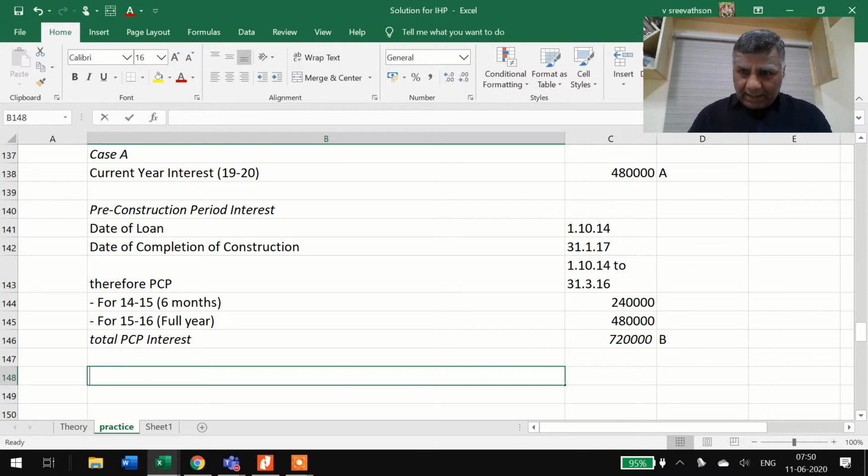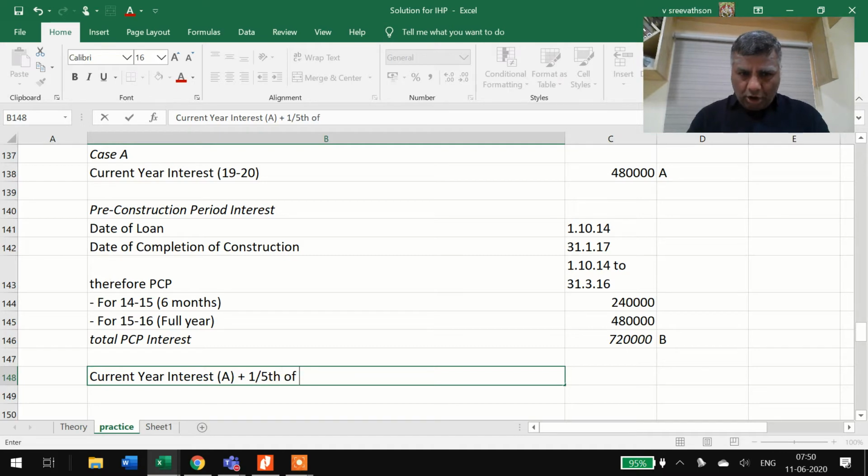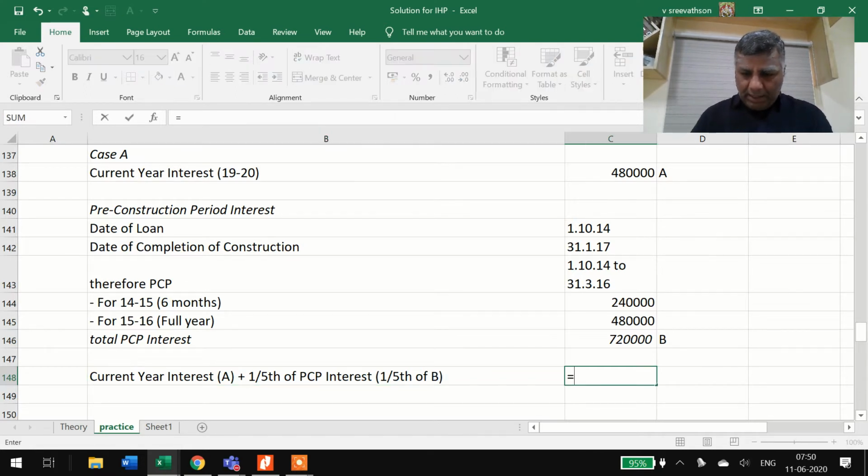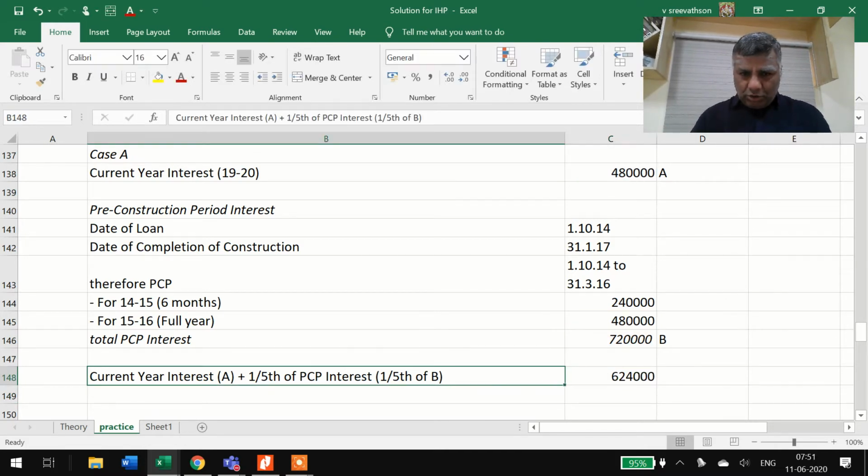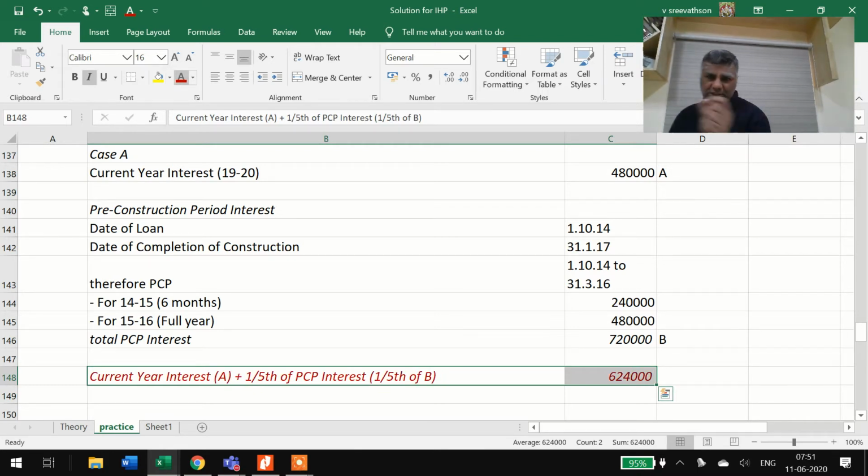What I can claim is current year interest, which is nothing but A, plus 1/5 of PCP interest, nothing but 1/5 of B. This is what is claimable by me. So 4,80,000 plus 7,20,000 divided by 5. My total interest I can claim is 6,24,000. Take your time to understand.